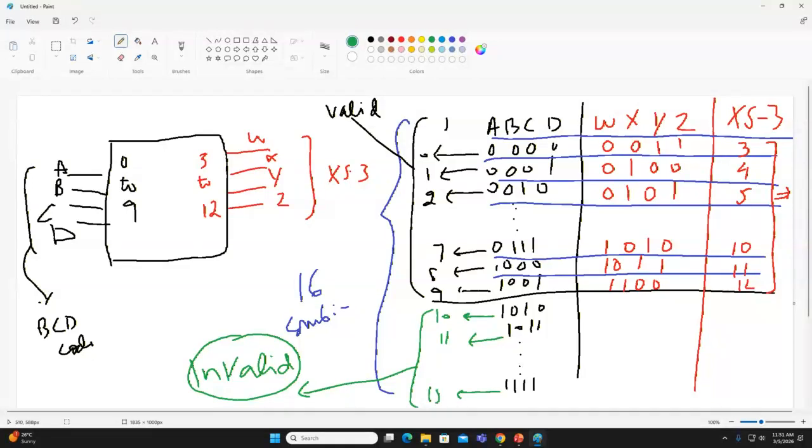What will be the output for W, X, Y and Z for 10? It won't matter, because it's invalid. Where should you put? DN. Don't care. Why don't care? Because we want to minimize our logic.